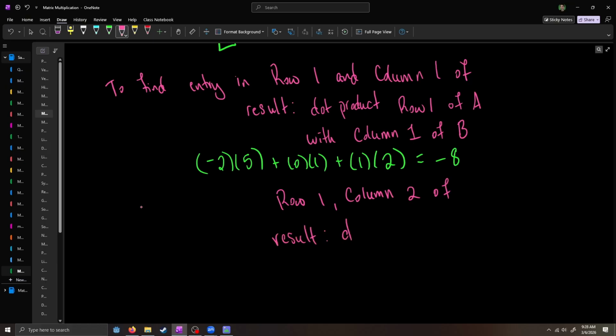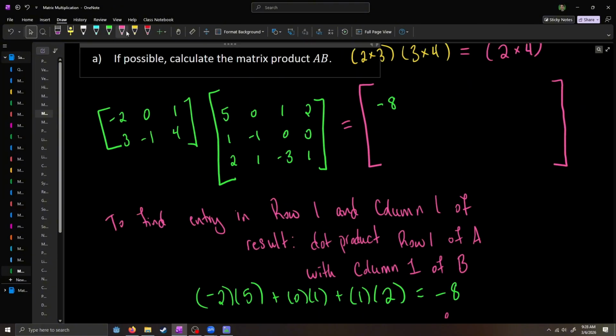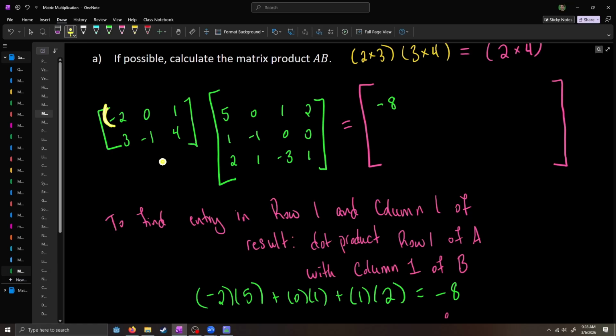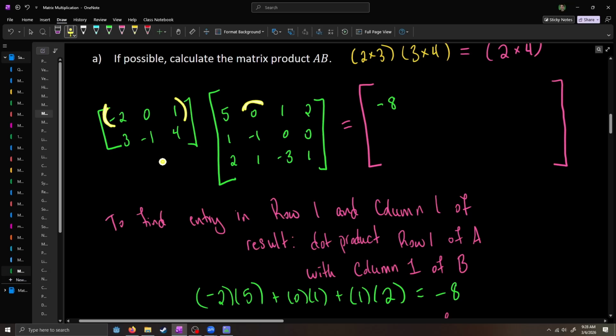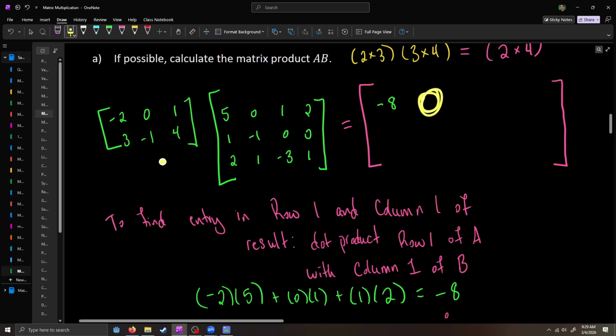Is what we get by dotting row 1 of A with column 2 of B. So in this case, I would be dotting together this top row of A with this second column of B, and that's going to give me the entry in row 1, column 2 of my answer.